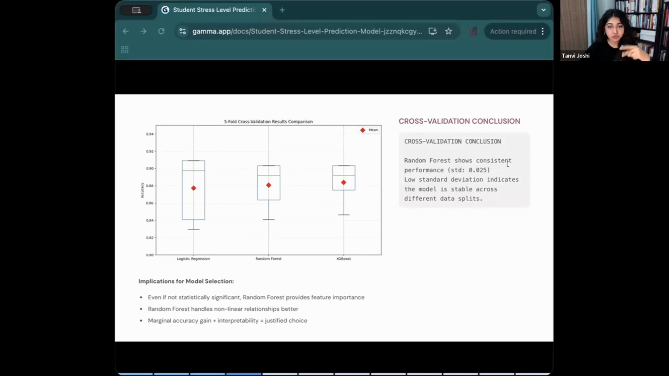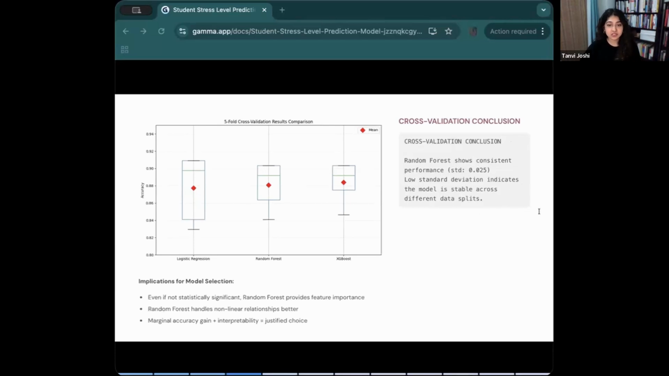The competition to choose was between logistic regression and random forest. Logistic regression was around 88.2%, and random forest was 89.1%. To choose between the two, I also performed McNemar's statistical test. The p value for random forest was greater than 0.05, which is not statistically significant, but I still decided to choose random forest for two reasons.